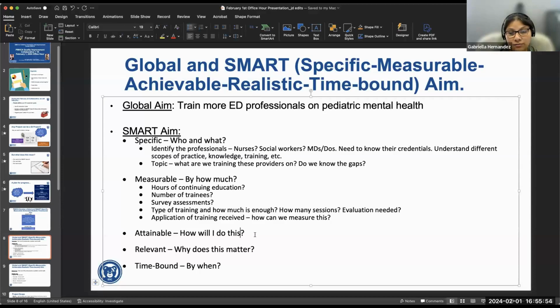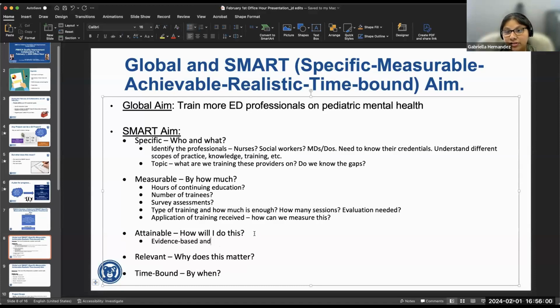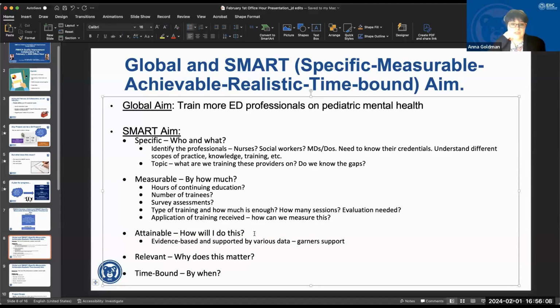Well, I guess in regards to resources, it has to be evidence-based and supported by various data and such. So we will do the research and make sure that the education we provide is evidence-based. Is that what you're thinking, Gabriella? Okay. Yes.